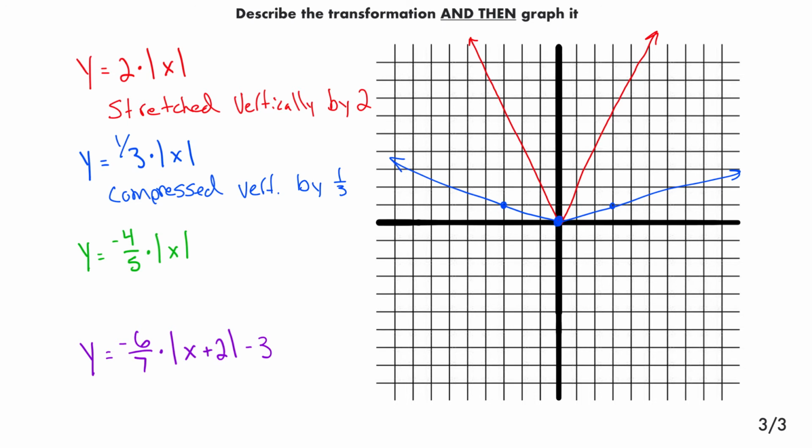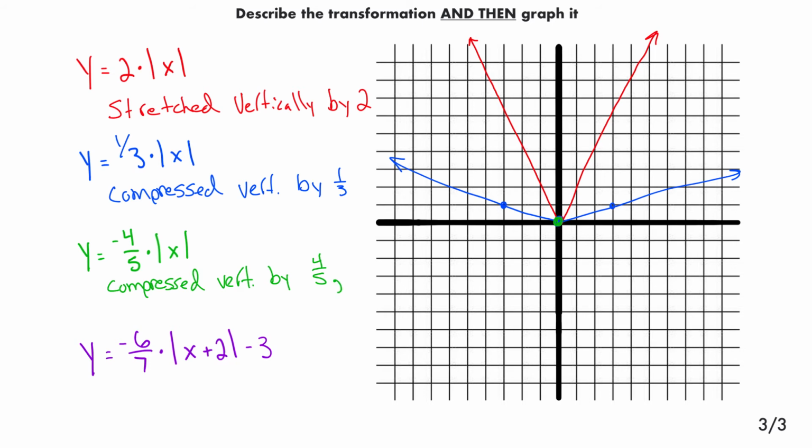If it's equal to 1, you won't add a description to this because it's not stretching or compressing. Green one, I have a negative 4 over 5. Well, the 4 over 5 tells me, because 4 over 5 is smaller than 1, that I'm going to be compressing it vertically by 4 over 5. Not negative 4 over 5, just 4 over 5.